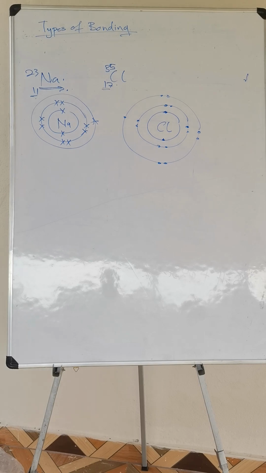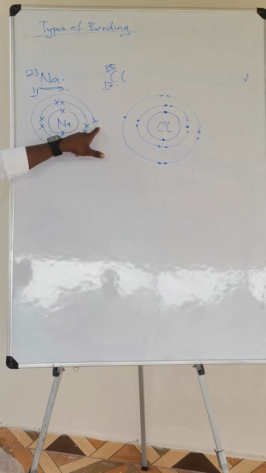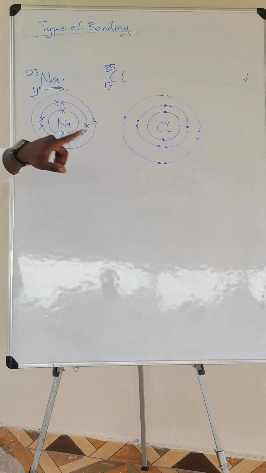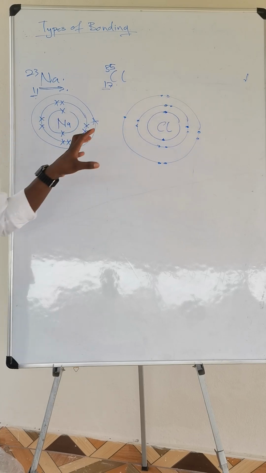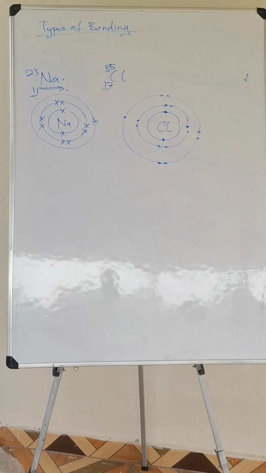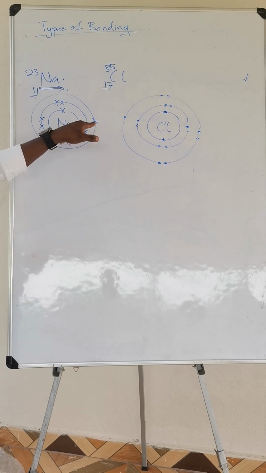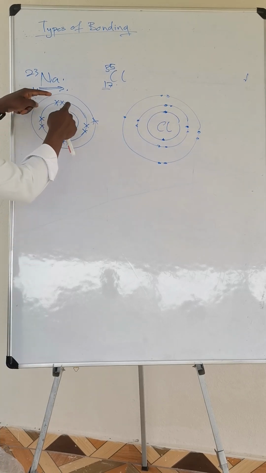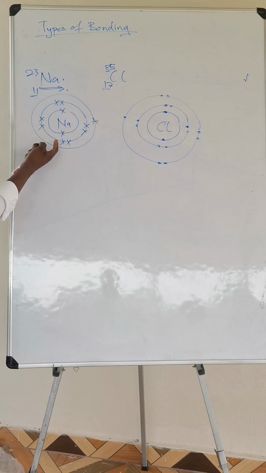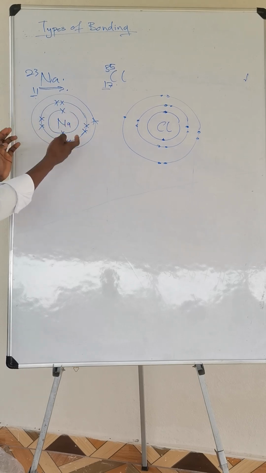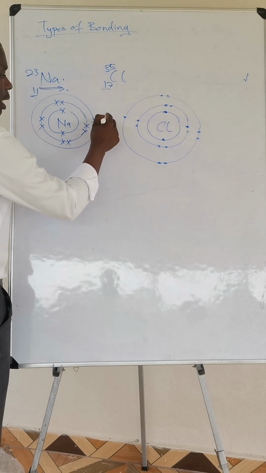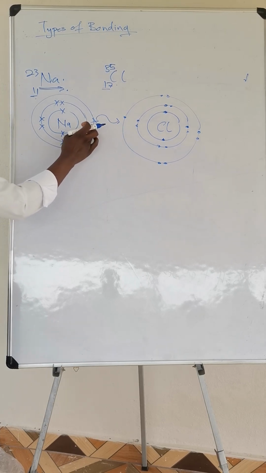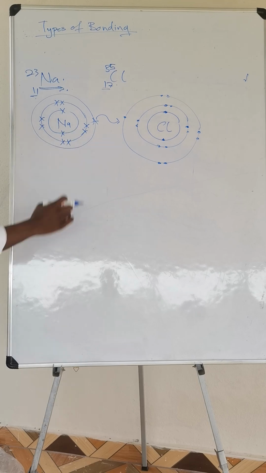As we see here, sodium has 1 electron in its outermost shell, and chlorine has 7 electrons. So it is easy to remove this one electron and put it here so that chlorine becomes stable, and sodium becomes stable because its inner shell now has a maximum of 8 electrons. It requires less energy to remove this one electron, so that both become stable.